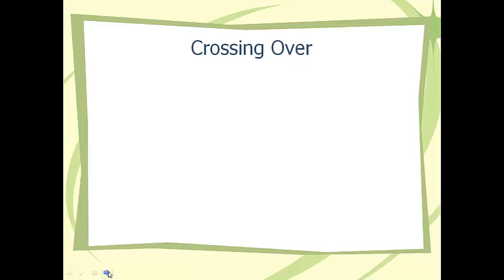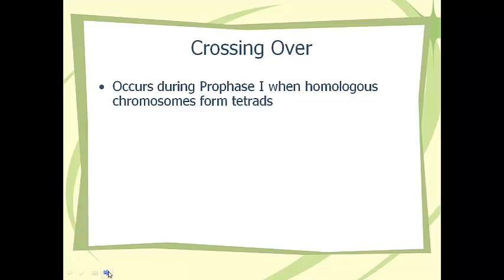It's actually a really nice name for it because this is what actually happens. The chromosomes actually cross over. We'll talk about this real shortly here. So this process of crossing over occurs during prophase 1, so this is in meiosis 1, when the homologous chromosomes form the tetrads. In other words, when they line up right across from each other.